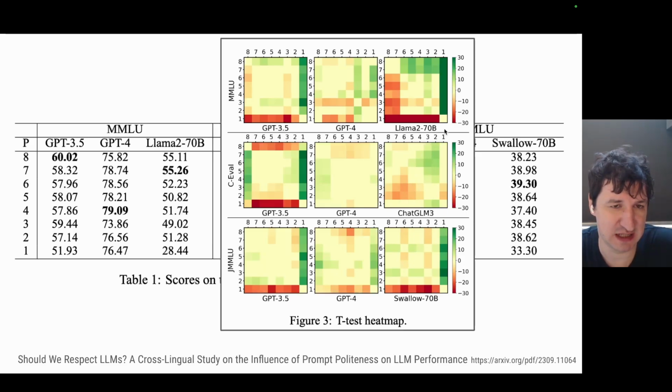The only advice that I can say is to try not to be extremely harsh with these models, but other than that, there is not much evidence that it's useful.